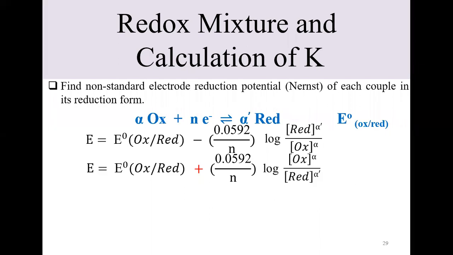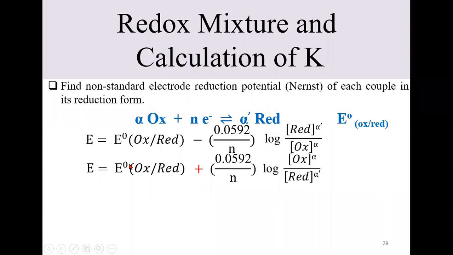For the next few questions, we're going to look at a redox mixture, not a single couple, but two different couples where they're mixed. And so we have an overall reaction between them. And we're going to look at the calculation of the equilibrium constant and what else we can get from the equilibrium constant if it was information not given.